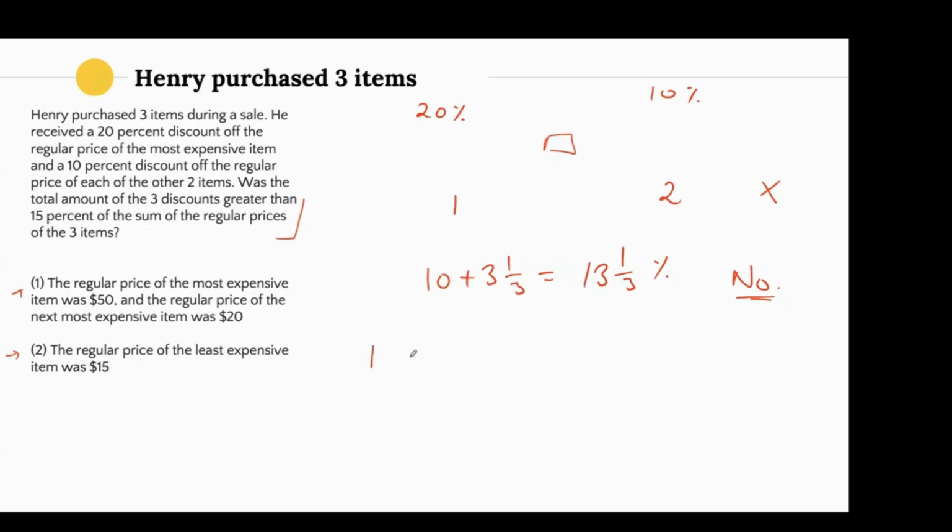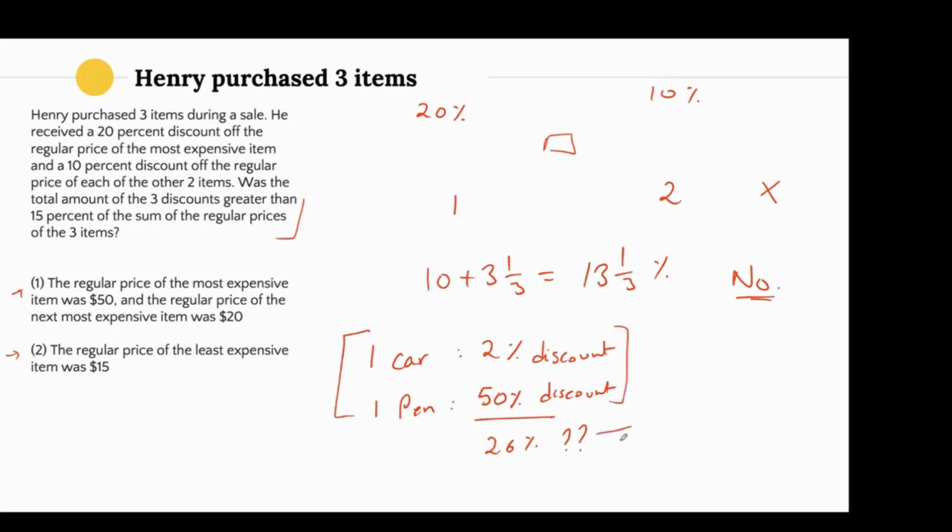you buy one car, a very expensive product, at 2% discount. And you buy one pen, a very cheap product, at 50% discount. So does that mean overall the discount is 50 plus 2, 52, 26%? Overall on the 2 purchases combined, have we got a 26% discount?